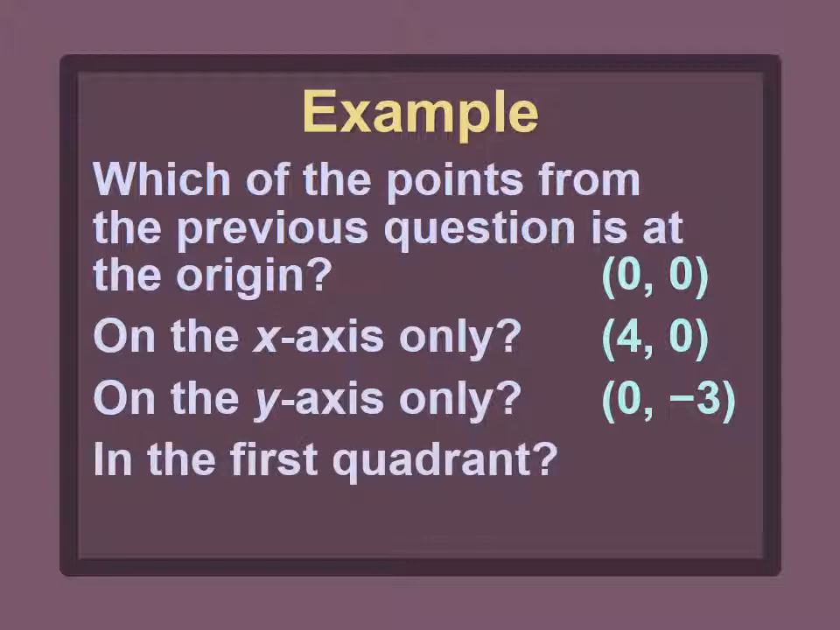Now the question is, which of the points in the previous question is in the first quadrant? Remember, the first quadrant is the upper right-hand quadrant, and that would be 4, 5.